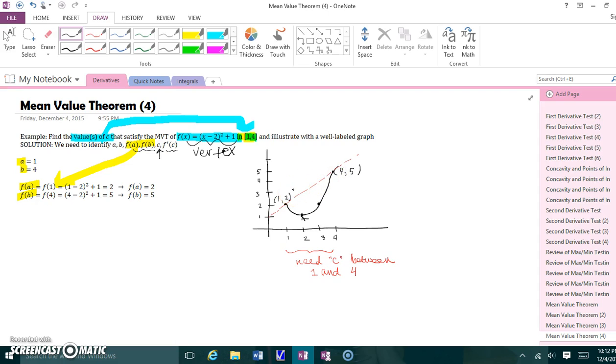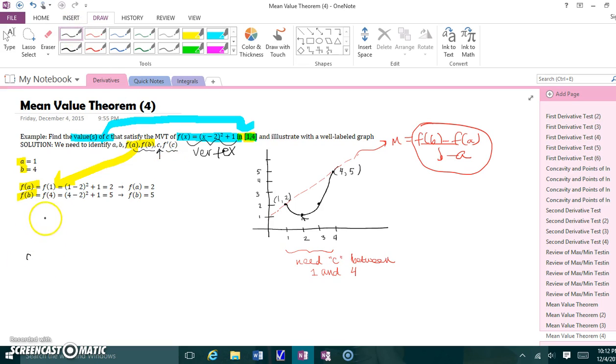To use the mean value theorem, we have our endpoints 1 and 4. This is the slope of the secant line. So this red thing right here, the slope of it is f(b) minus f(a), all over b minus a. I want some c value in between 1 and 4 that has the same slope as my secant line, so some tangent line. I can kind of see it's going to be around there. That's the only point that would have the same slope as my secant line. But let's do the math to find out exactly where that's going to be.